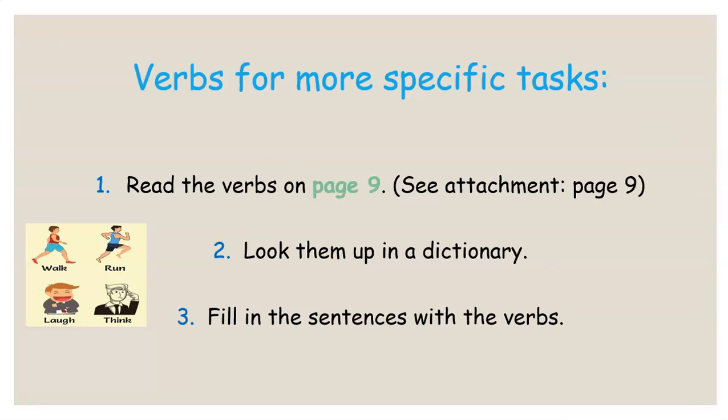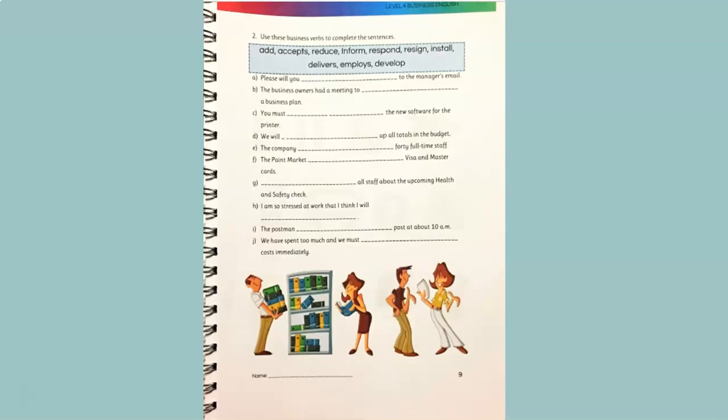If you look at the attachments that I have attached to the first email, read the verbs on page 9 and download page 9. Look these verbs up in a dictionary and fill in the sentences with the verbs. So this is page 9. The verbs are at the top of the page. You can look them up and fill them in the spaces.